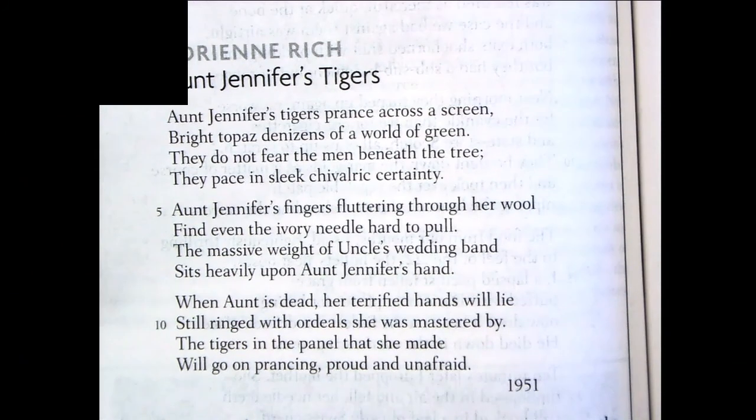Aunt Jennifer's tigers prance across the screen, bright topaz denizens of a world of green. They do not fear the men beneath the tree. They pace in sleek chivalric certainty. Aunt Jennifer's fingers fluttering through her wool find even the ivory needle hard to pull. The massive weight of Uncle's wedding band sits heavily upon Aunt Jennifer's hand. When Aunt is dead, her terrified hands will lie, still ringed with ordeals she was mastered by. The tigers in the panel that she made will go on prancing, proud and unafraid.